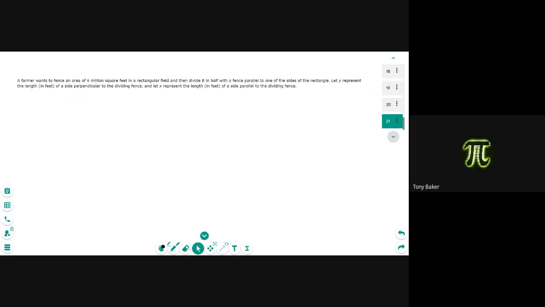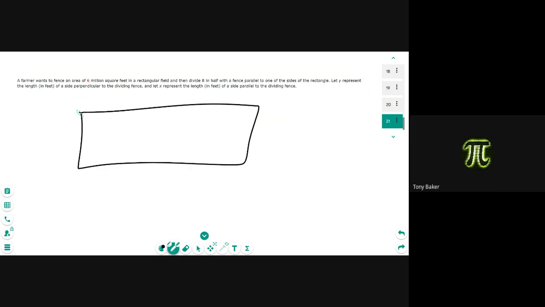Okay, so let's make our picture. We've got a farmer who wants to fence a rectangular area, and then divide it in half with a fence parallel to one of the sides. So we've got a rectangular field, and then we want to cut it in half. I guess it doesn't really matter which direction we decide to cut this.